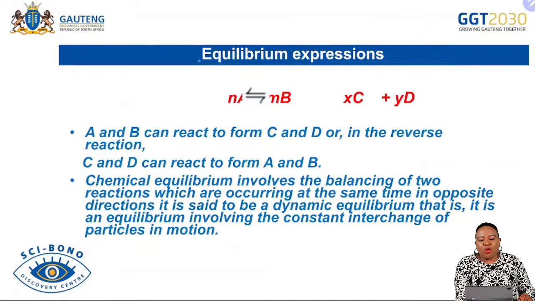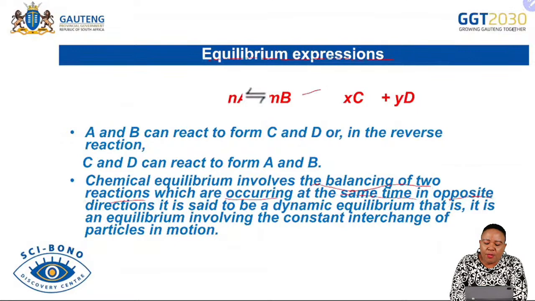Now, we said we are also going to look at the equilibrium expression. When you look at equilibrium, we are saying chemical equilibrium involves the balancing of two reactions which are occurring at the same time in opposite directions. When you're looking at chemical equilibrium, you are looking at two reactions occurring at the same rate, because now you'll have a forward reaction, at the same time you'll have a reverse reaction, and both reactions will occur at the same rate.